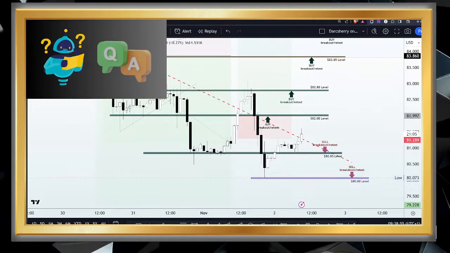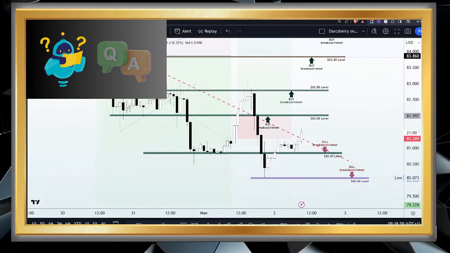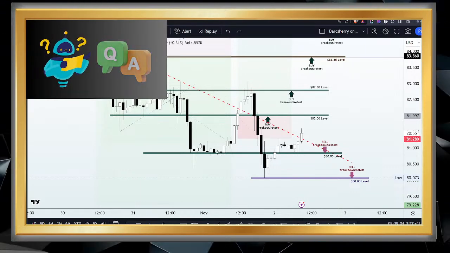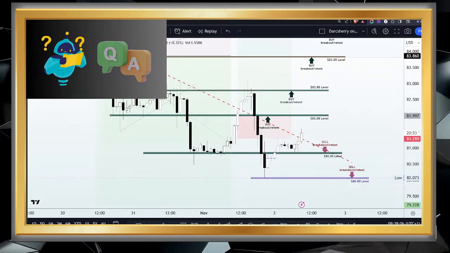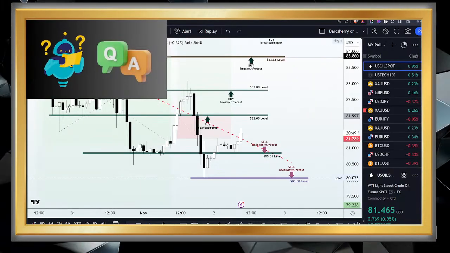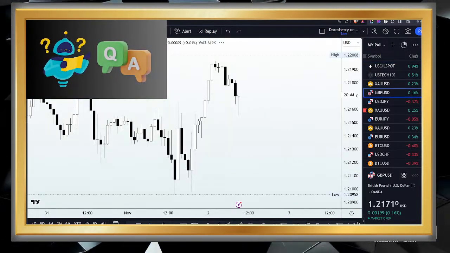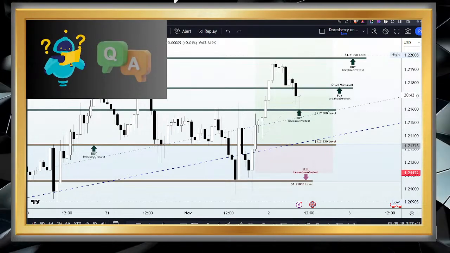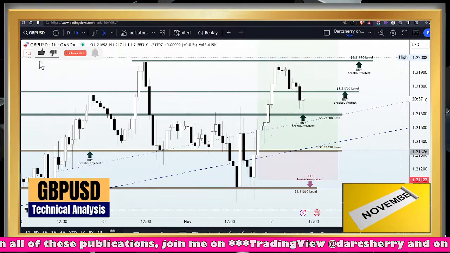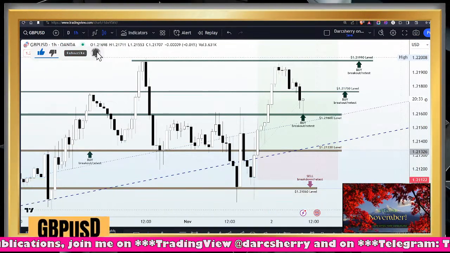All right, so in the absence of any questions, I want to assume that we are on the same page. And in that regard, we shall be moving on to the next asset on our watch list. So the next asset on our watch list for today is the GBP USD, the cable market.